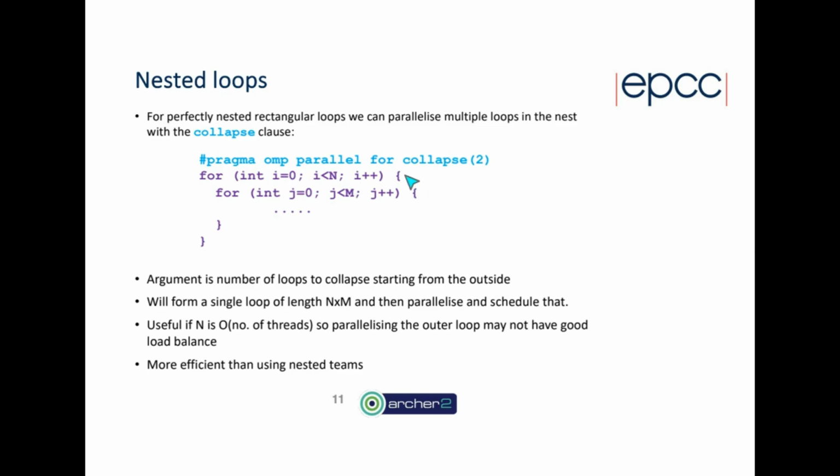And for this particular use case, this is going to be typically more efficient than using nested teams. You could do this with nested parallelism, use a parallel for on both loops, and then figure out how many threads you want at each level and so on. But the collapse mechanism is going to be more efficient, generally speaking.